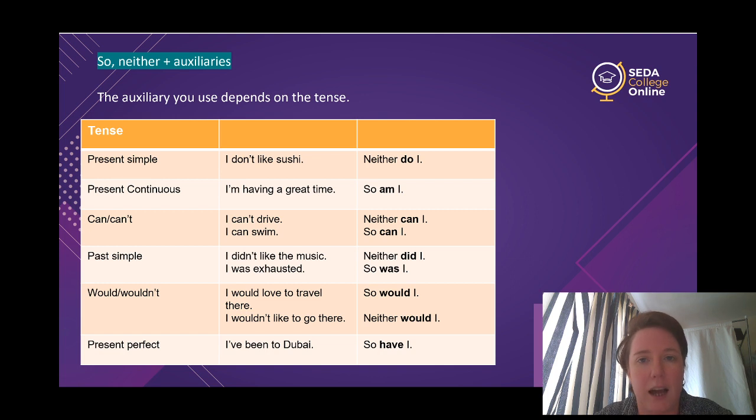You would say, neither have I. Okay, so there you go. That's how important it is to use the correct tense in the response also. Just remember in these, don't use negative. Just take a little look at this before.